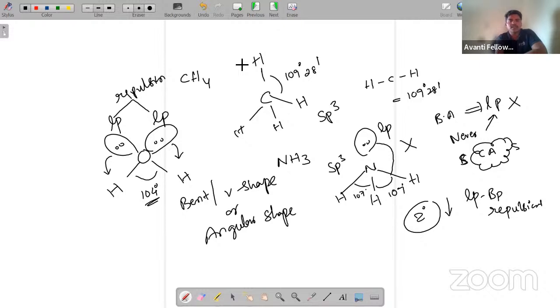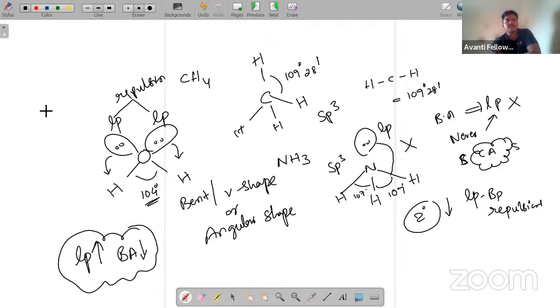I hope you guys are understanding this. Okay. So the bond angle will be like this. So simply see, if the lone pairs are increasing, the bond angle will decrease. Very, very important thing.